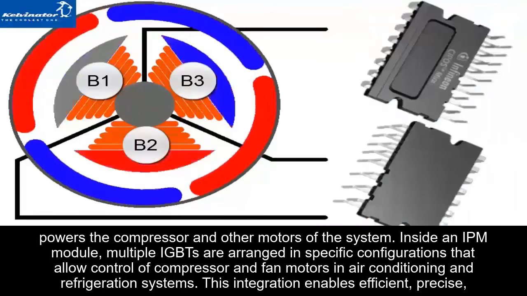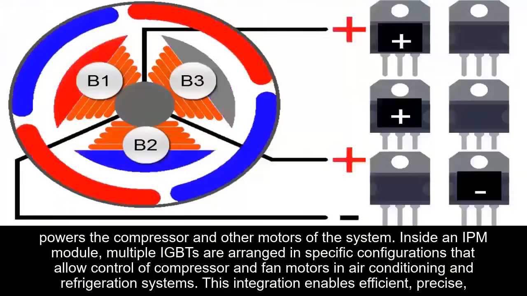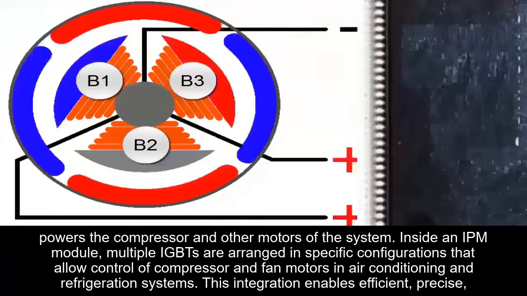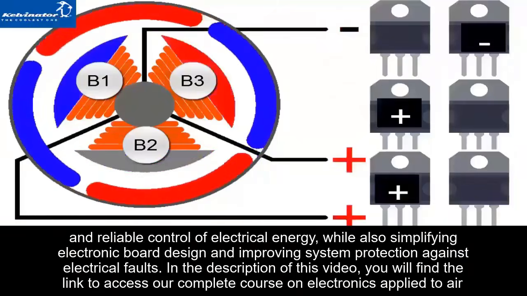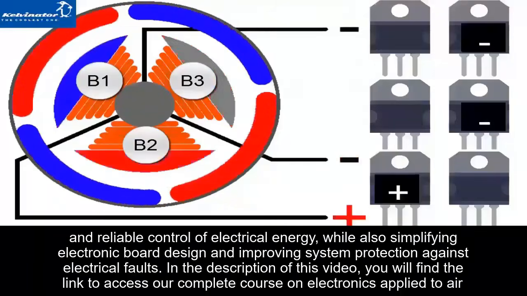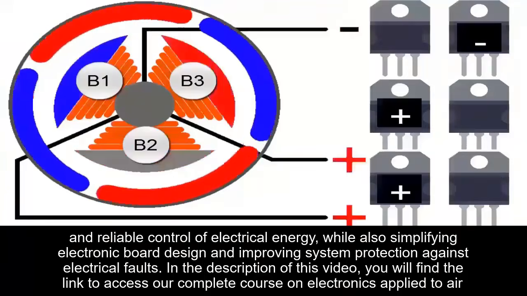Inside an IPM, multiple IGBTs are arranged in specific configurations that allow control of compressor and fan motors in air conditioning and refrigeration systems. This integration enables efficient, precise, and reliable control of electrical energy while also simplifying electronic board design and improving system protection against electrical faults.